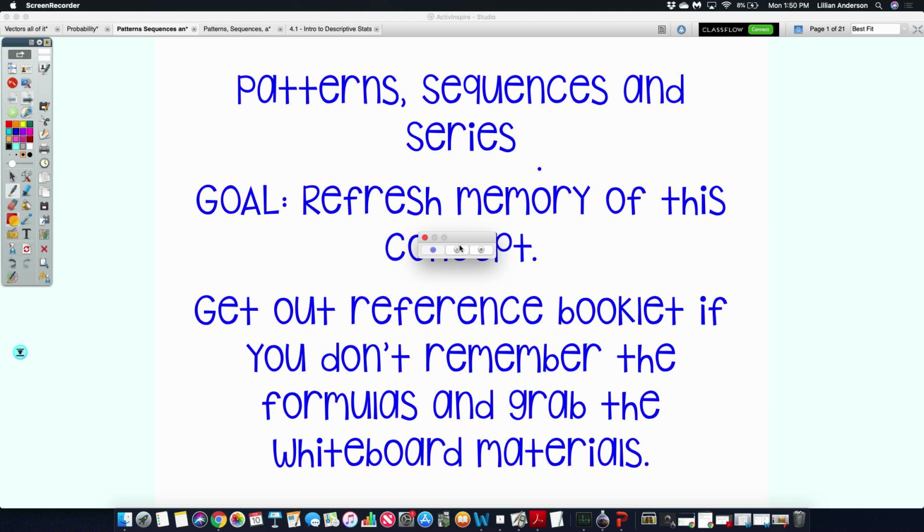Today we are talking about pattern sequences and series. Going to refresh your memory on this concept, okay? A lot of what we're going to do today is going to be example based because really and truly you have the formulas in your reference book under topic 1 for algebra, okay? You have two different types of sequences. What are they? Arithmetic and geometric.